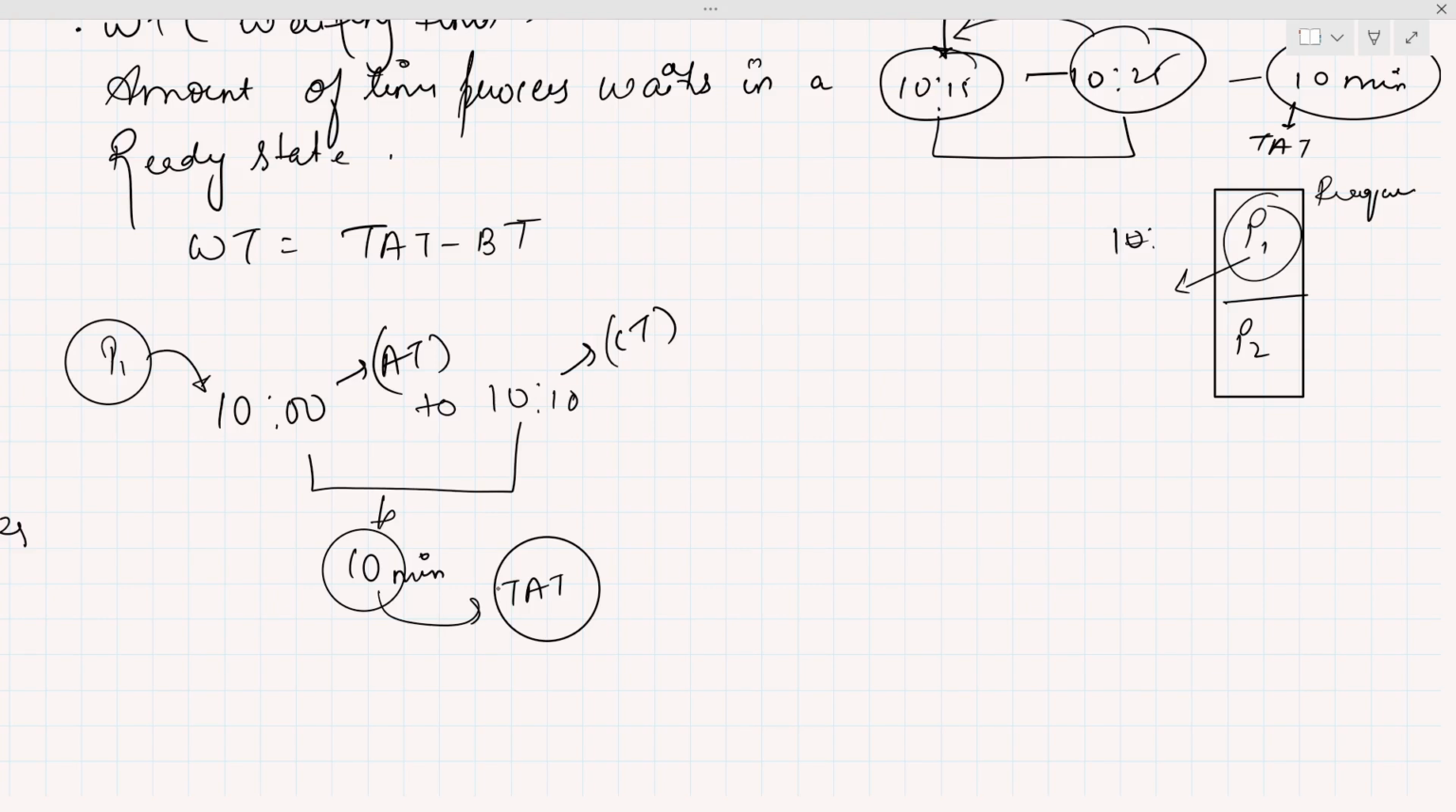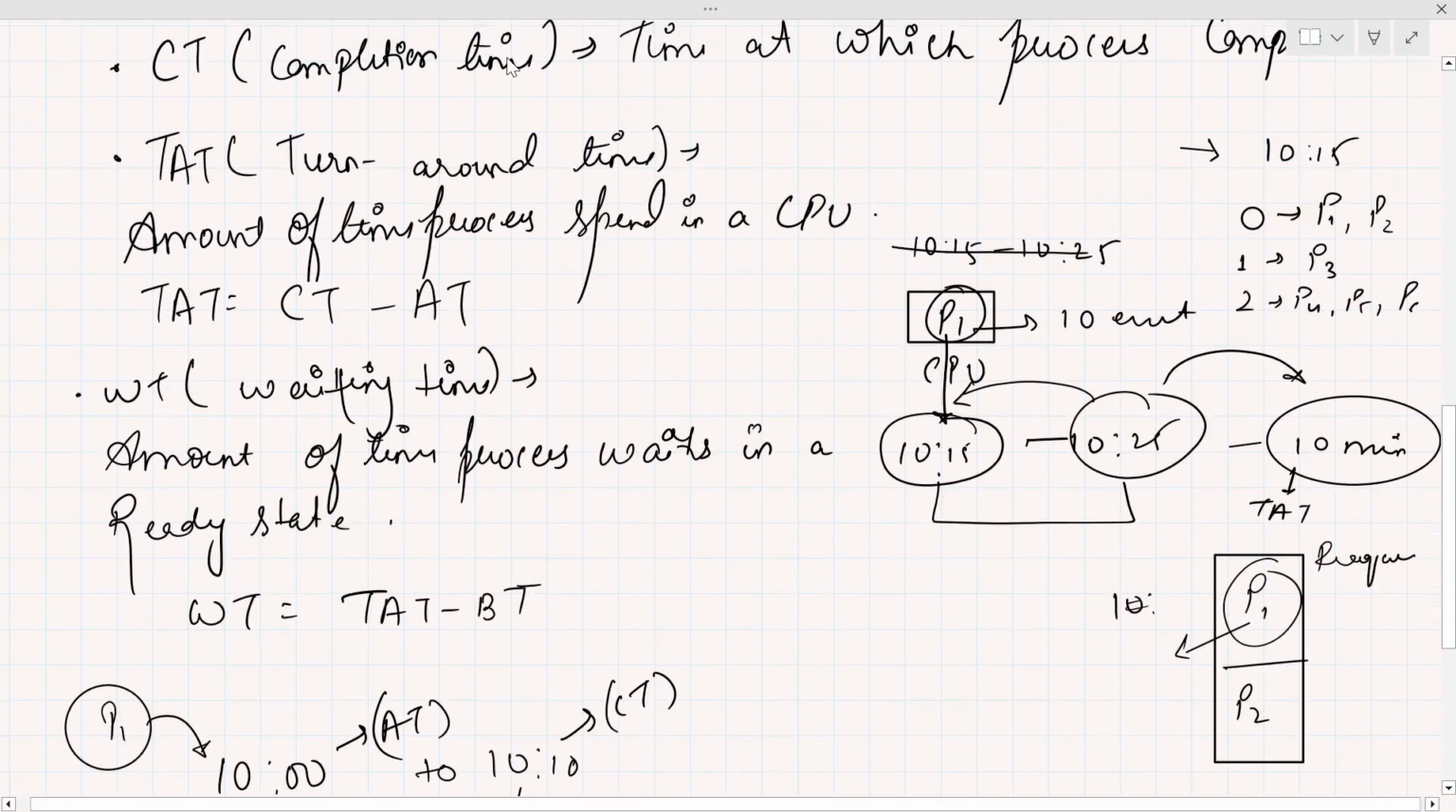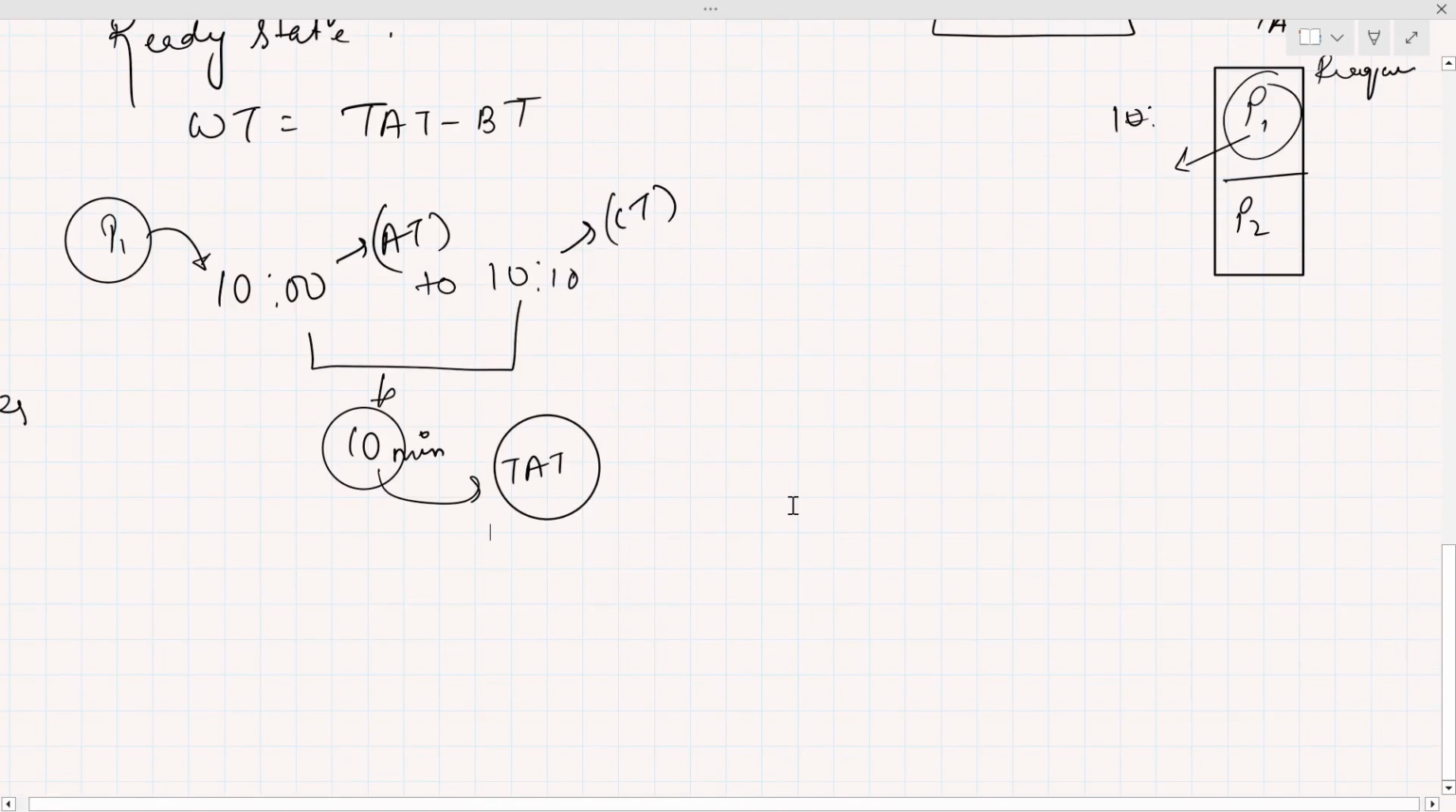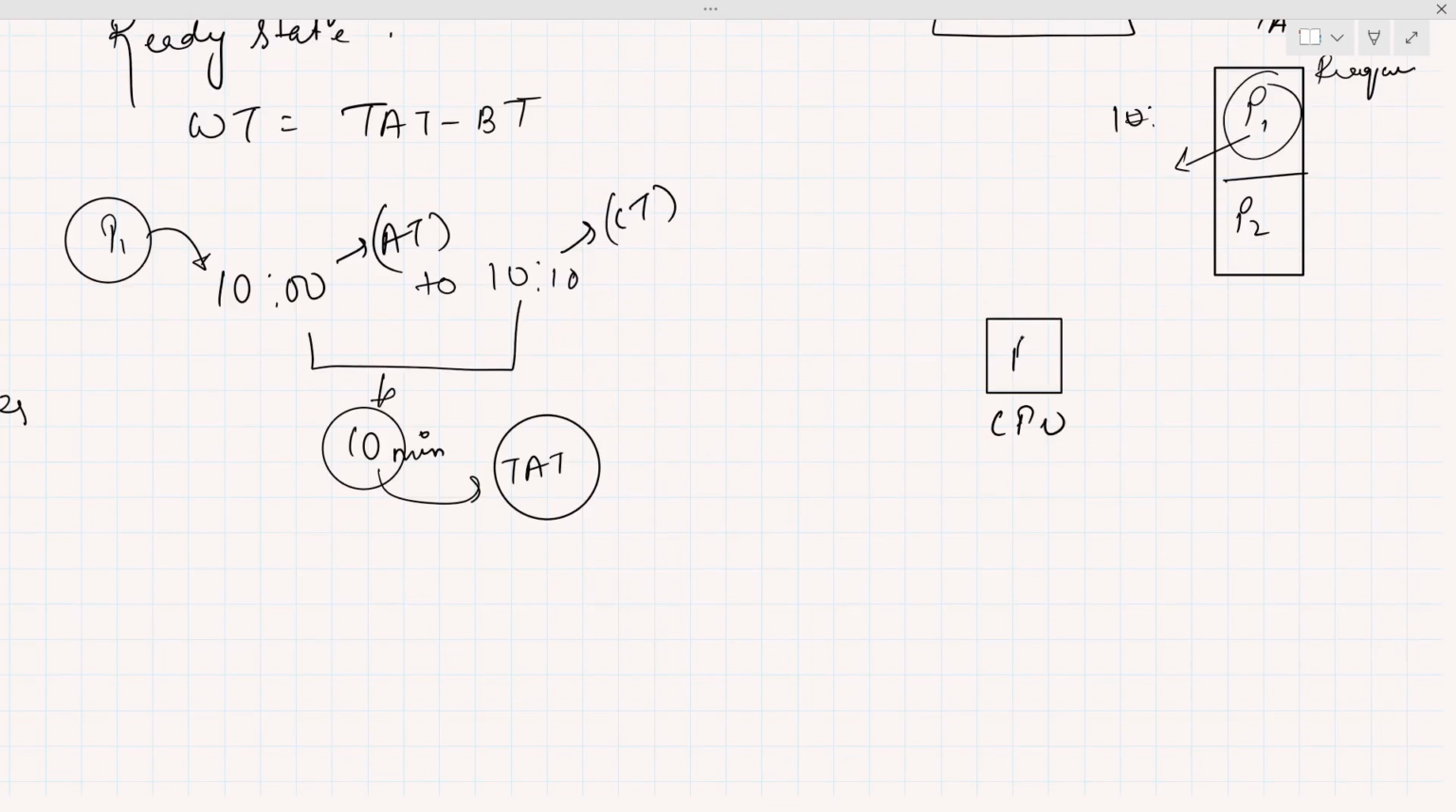That's called a turnaround time, TAT: the amount of time a process spends in the CPU. Let's say P1 is being executed by the CPU, and P1 takes 10 minutes to execute fully, till it terminates. So these 10 minutes are basically the turnaround time.